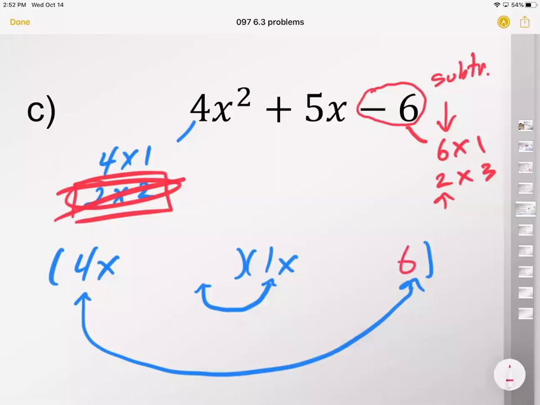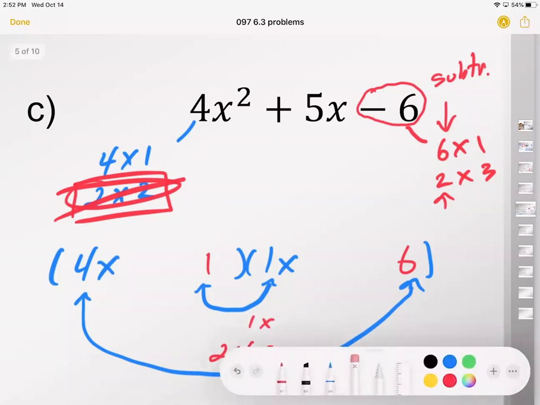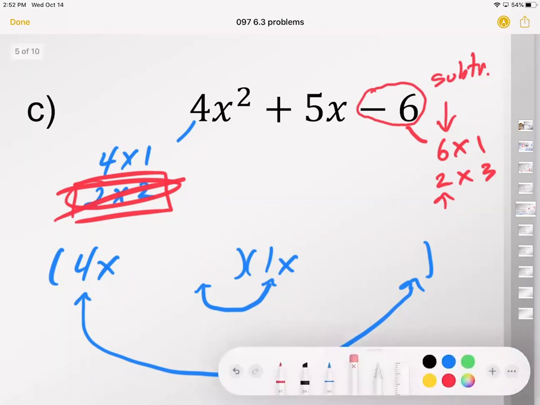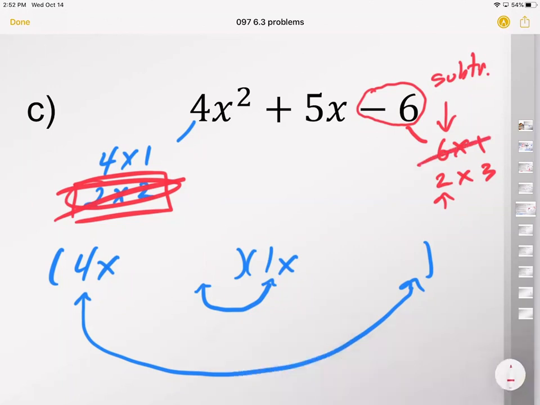But if you put the 6 there, you can see that 4 times 6, that's 24, right? And 1 times 1, that's 1. And if we subtract, 24 minus 1 is not 5. 24 minus 1 would not give me something small like 5. So we know that 6 and 1 will not be correct. Now, let's attack the 2 and the 3.